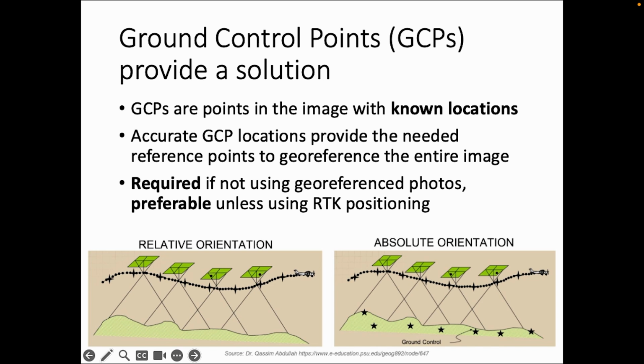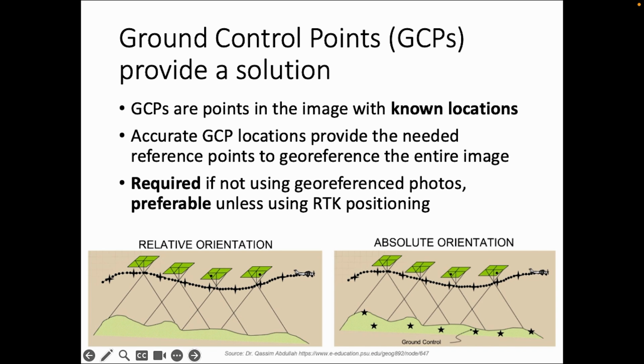So the GCPs are going to have known locations. We're going to assign the locations of those points in the photographs. And of course, there's going to be a process to do this, which is going to involve going in and picking out points in photos where you can see the flags, the ground control points, giving their locations, and those are going to be used to georeference the entire image.